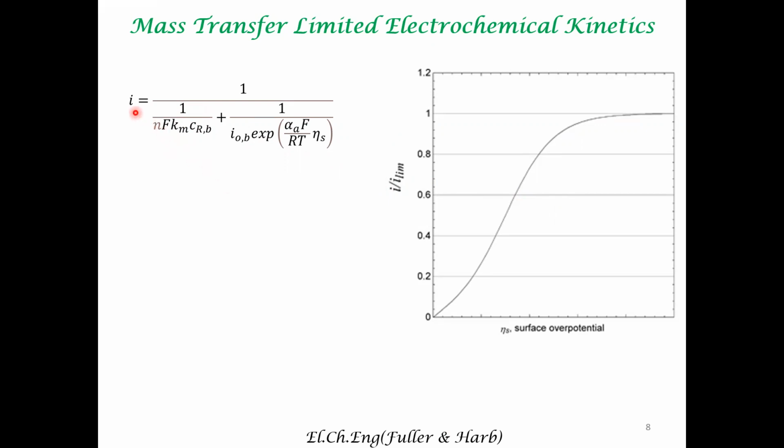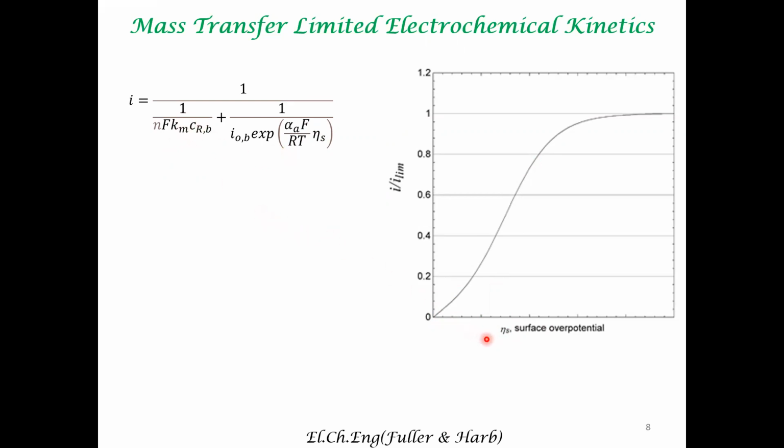So if you plot I versus eta S, you see this kind of a behavior. So at small eta S, you still retain this quantity because your resistance to electrochemical kinetics is still significant. Okay, so you retain this quantity and on relative terms neglect this quantity.